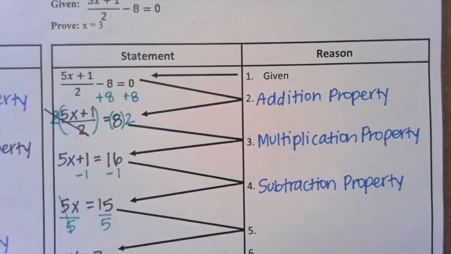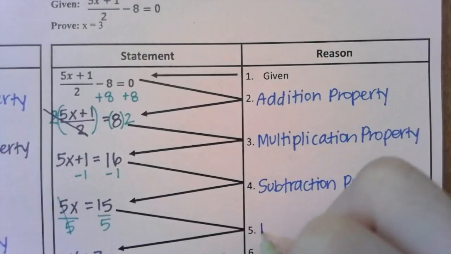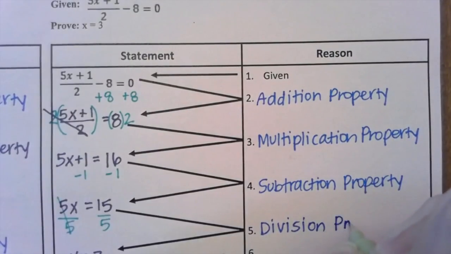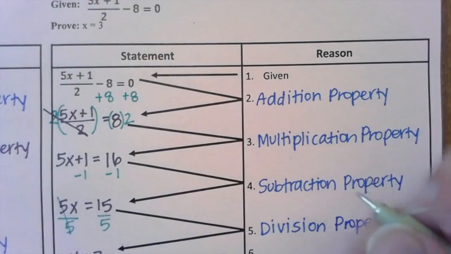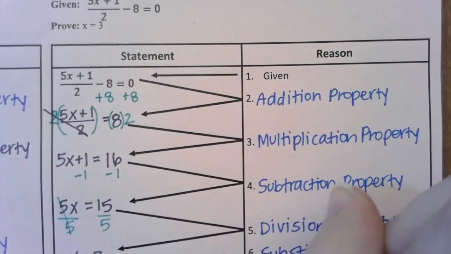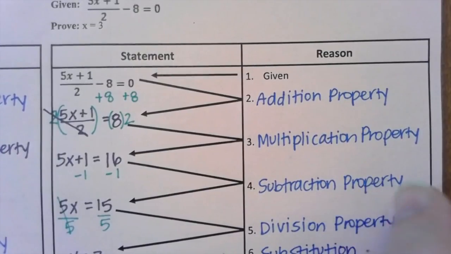Since we're saying that x equals a number, that's using the substitution property, since we would be substituting 3 for x. Oh, and we divided by 5 first, so that would be the division property. And then getting that x is 3 would be the substitution property, and we would be done, since we got what they asked us to prove.